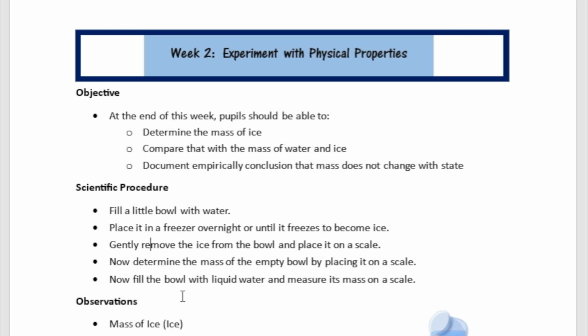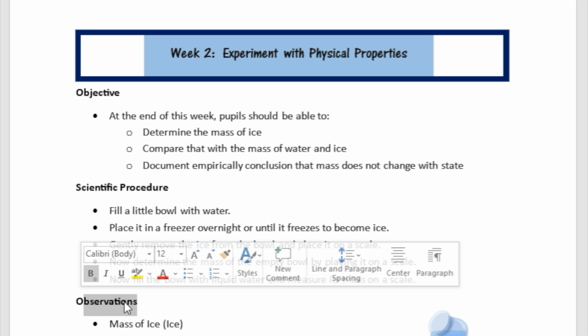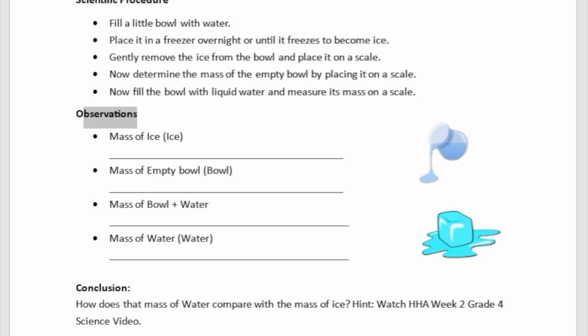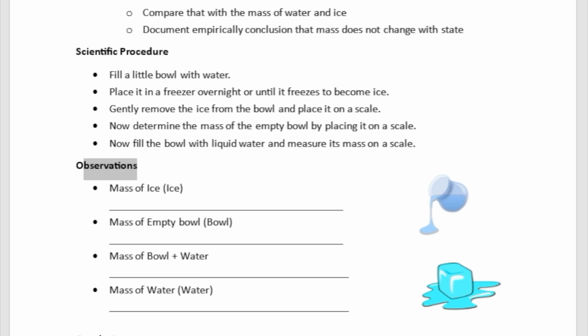Then right after the procedure, you document your observation, which is what you observed when you conducted your experiment. So it's just a little experiment that you can do, and then you are going to draw your conclusion scientifically. All right, so let's try to get started.